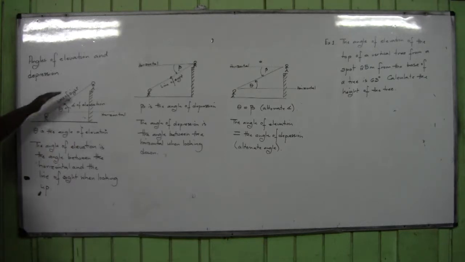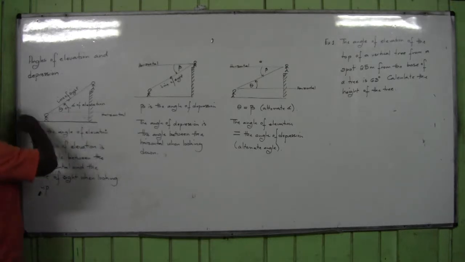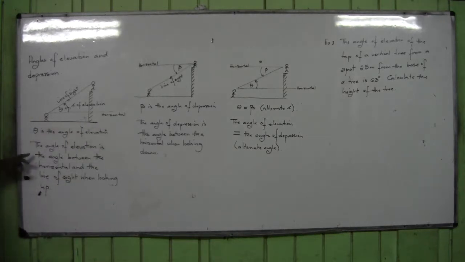So this person on the ground is looking up at the person on the tower. This is his what? Line of sight. This is the horizontal from his eye level. That's the horizontal. Now, the angle of elevation is the angle between the horizontal and a person's what? Line of sight when the person is looking up. So this guy is looking up. This is the horizontal. This is his line of sight. This angle here between the horizontal and the line of sight when you're looking up, theta, is the angle of elevation. So we get elevation when we're looking up.